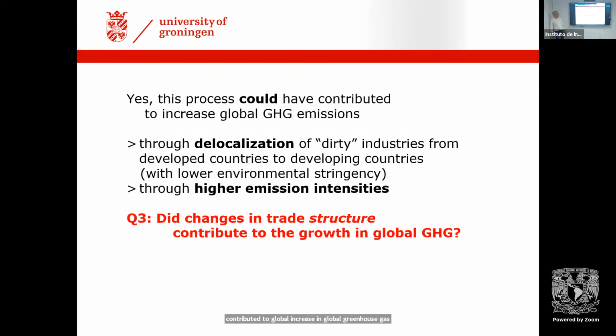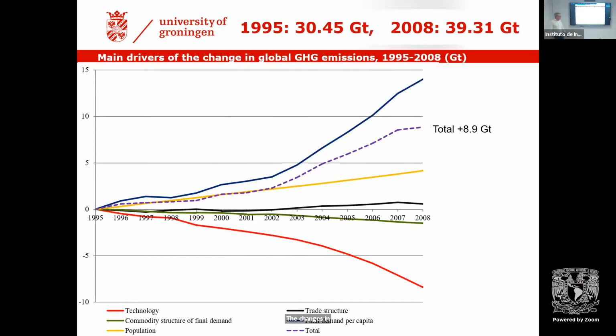First of all, through the delocalization of the dirty industries. We've talked about this, the pollution haven idea, poorer and richer countries, but also through higher emission intensity. I mean, if you delocate to other countries, it could be possible that you delocate to countries that have higher emission intensities. So the third question that we try to answer here: did changes in trade structure contribute to the growth in global greenhouse gas emissions? And these are the results.